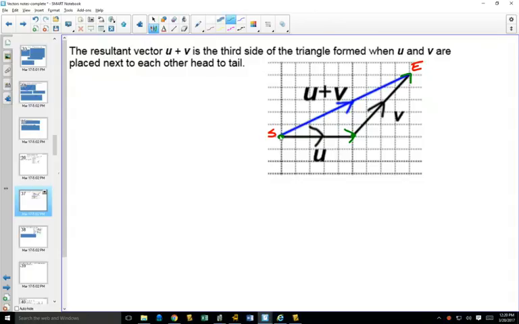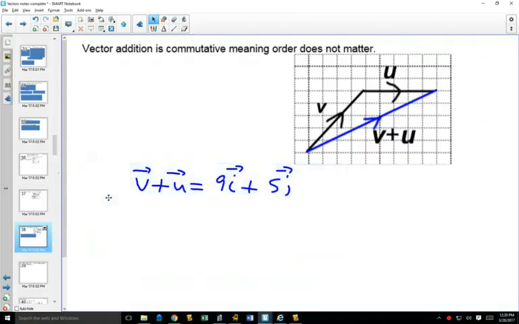So now if we look at our graph, what is u plus v? Well, we could count it out. How many more to the right do we go? Because that'll be our x-coordinate. How many up do we go? And we can write that out. Now, if you count it out, you've got 9 to the right and 5 up.